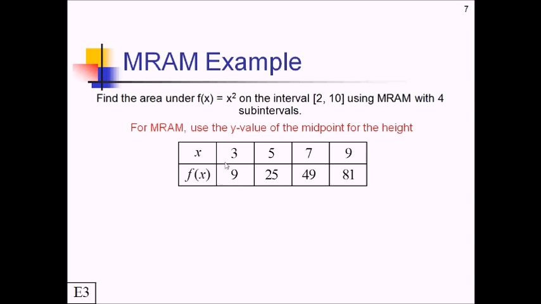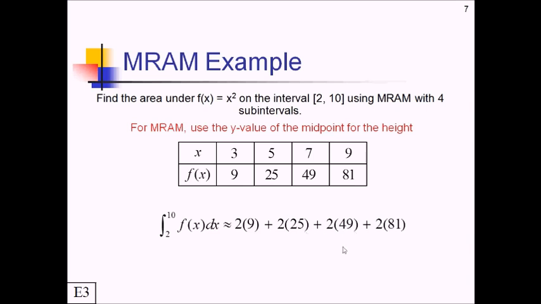And when we approximate the integral of f from 2 to 10, now we're going to have a base of 2 still, because this is really the rectangle from 2 to 4, but we're multiplying that by 9 now, the midpoint y value. Then we've got base of 2 times 25, 2 times 49, and 2 times 81.